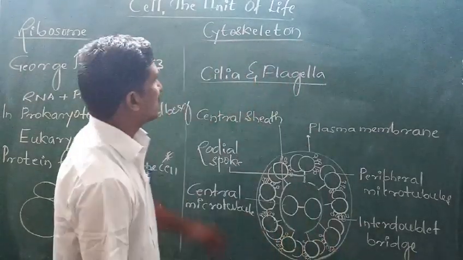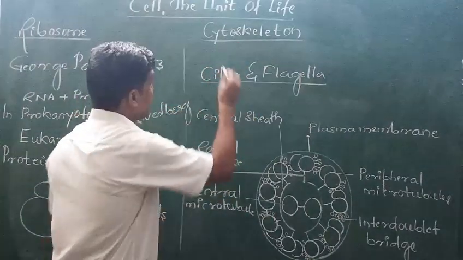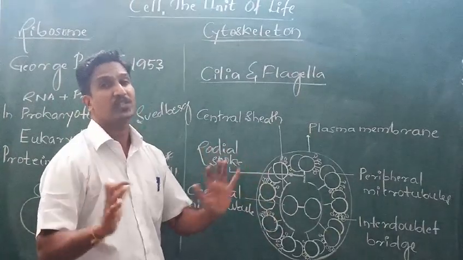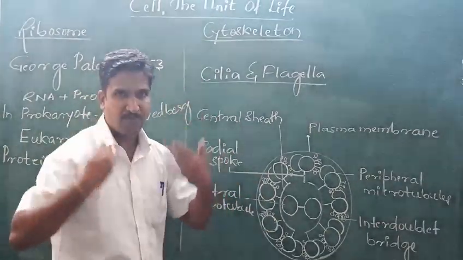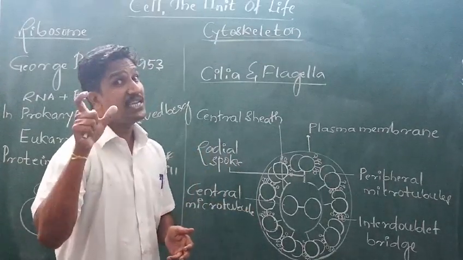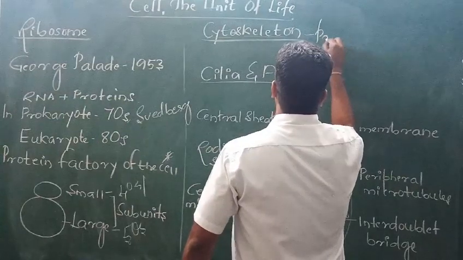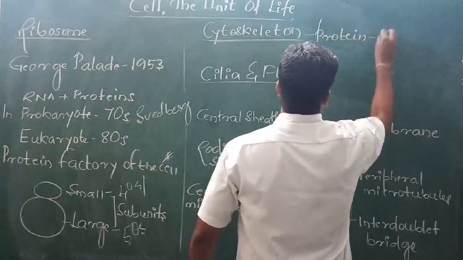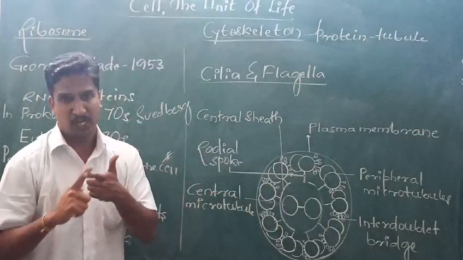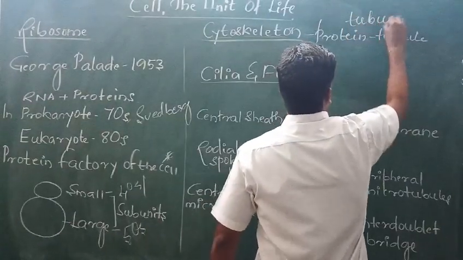Whereas the second structure is called the cytoskeleton. The cytoskeleton is not a cell organelle. Remember, cyto means cell, and skeleton means a bone-like structure which gives a frame to the cell. Just as we have a proper body shape due to the skeletal system in the human being, every cell has its own skeletal system, made up of protein tubules. These tubules are microtubules and macrotubules, and they are mainly made up of a protein called tubulin.